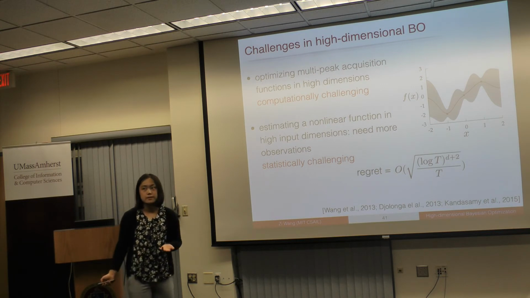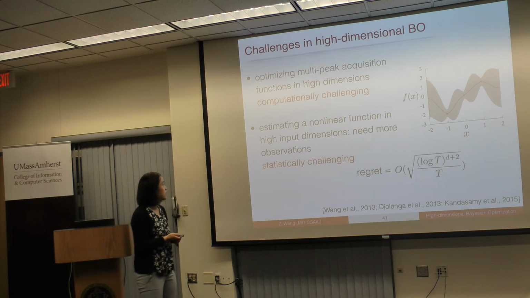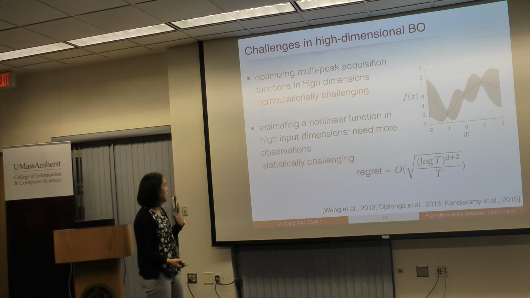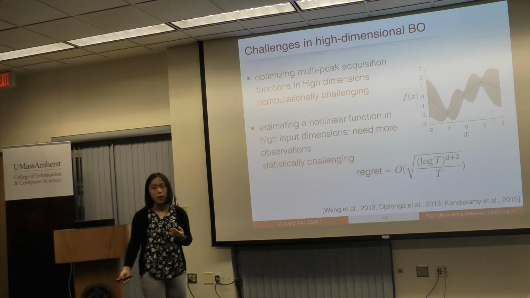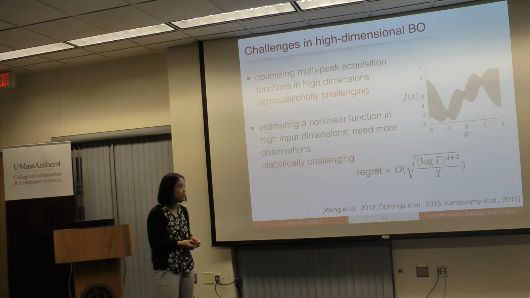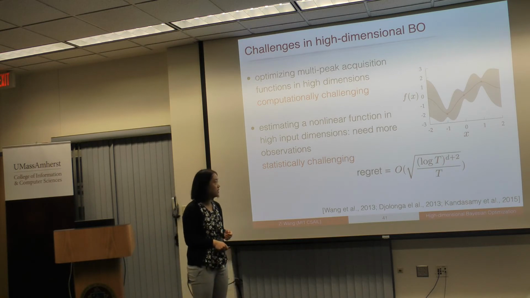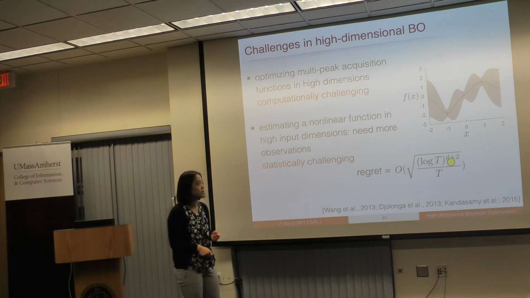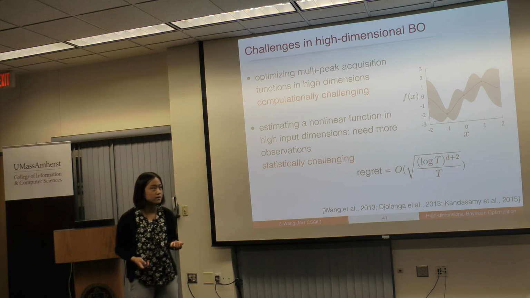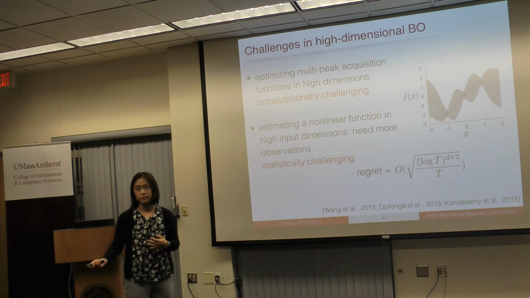Another problem is that we're using a Gaussian process to model our function, but estimating a nonlinear function in high-dimensional space will typically require a lot more data. In fact, if we look at the typical regret bound that we get, it has an exponential dependency on the number of dimensions of the input. So statistically, it also has some challenges.